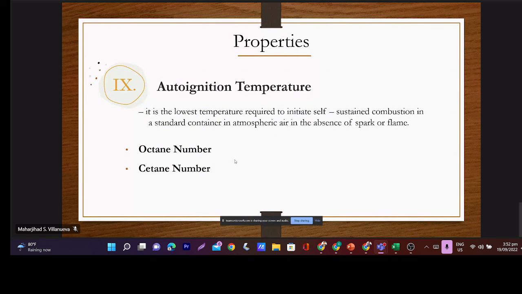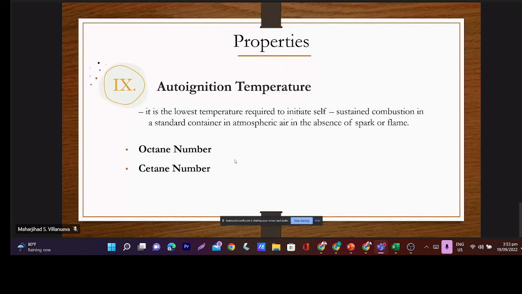Next is the auto-ignition temperature. It is the lowest temperature required to initiate self-sustained combustion in a standard container in atmospheric air in the absence of spark or flame. At the auto-ignition temperature, the temperature alone provides sufficient energy to induce combustion. This temperature is required to supply the activation energy needed for combustion. The temperature at which a chemical will ignite decreases as the pressure increases or oxygen concentration increases. It is usually applied to a combustible fuel mixture.